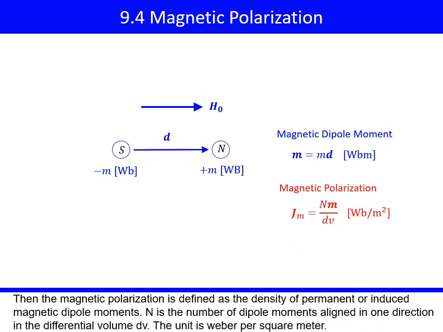Then the magnetic polarization is defined as the density of permanent or induced magnetic dipole moments. N is the number of dipole moments aligned in one direction in the differential volume dV. The unit is Weber per square meter.